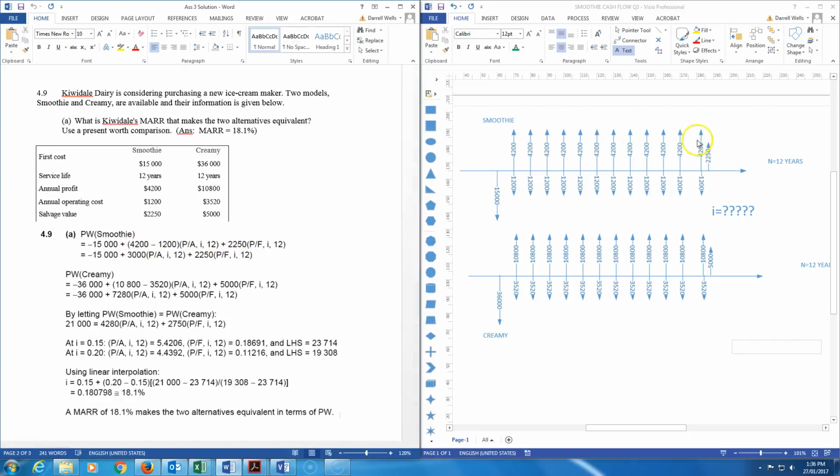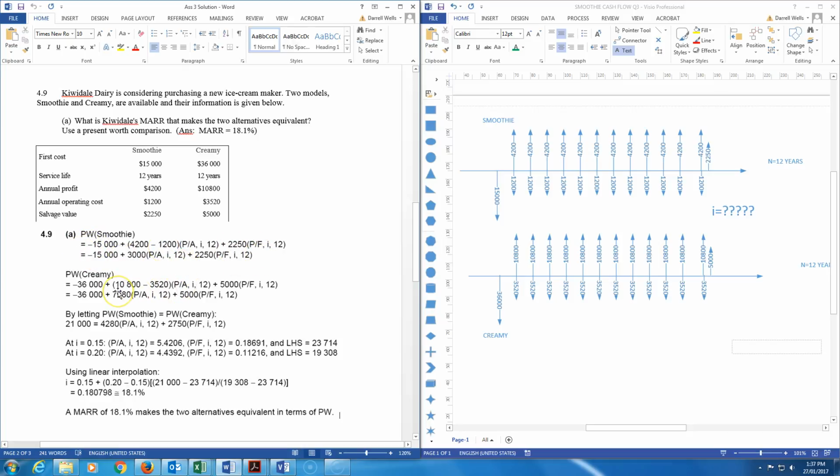Finally, we have our salvage value, which is a future value, and we can convert that to a present amount by using the PF factor. So we find P given F for a particular interest rate for 12 years. And like I said, we don't know the interest rate for either of these calculations. So we can just do a little bit of math here and simplify the formula. So we have negative 15,000 plus 3,000 times our P given A for an unknown interest rate for 12 years, plus our 2,250 multiplied by our P given F factor for the same interest rate for 12 years. And we can keep this formula in our pocket for a minute.